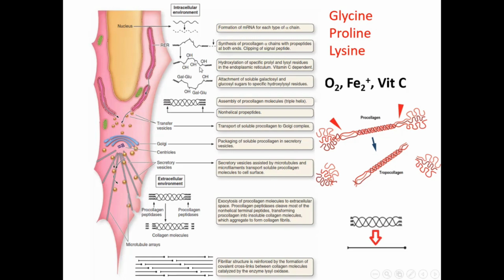The enzymes that add the hydroxyl group to the lysine and the proline need some cofactors to do this function. Cofactor means a material that helps the enzyme do its function. Here, for these two enzymes, the cofactors are oxygen, iron ions, and vitamin C. These are cofactors for these two enzymes, especially vitamin C.